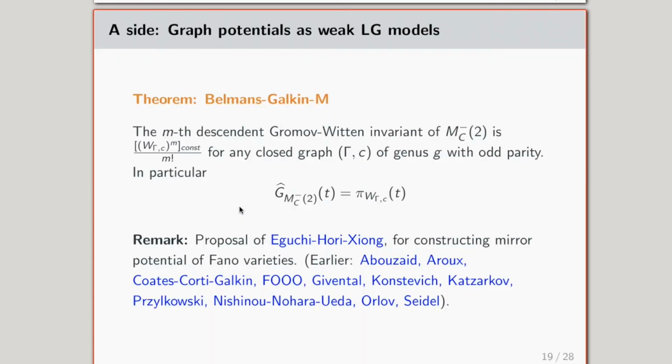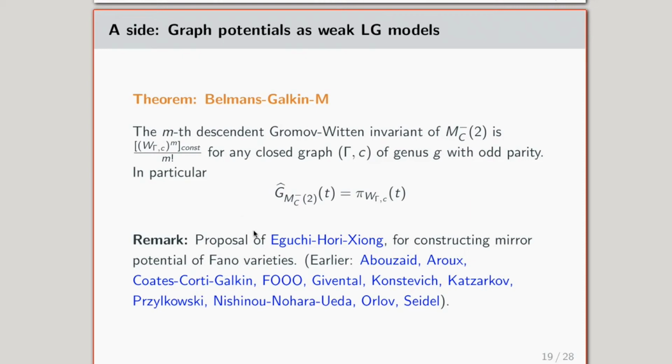Okay, so now on the A side. The A side is the main theorem which I already hinted at. I'm saying that if you have a closed graph of genus g with odd parity, then you recover the fact that the periods of the graph potential are exactly the Laplace transform of the generating function for the descendant Gromov-Witten invariants. So that's the main theorem.